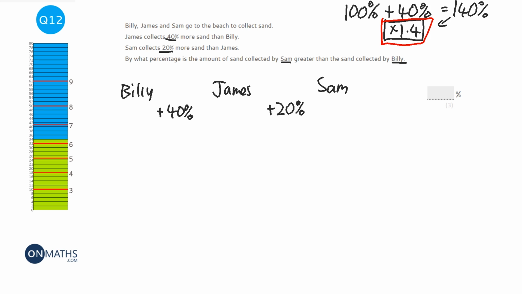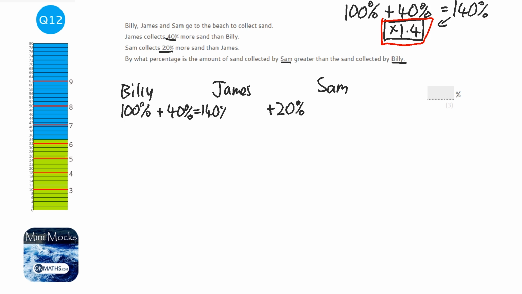multipliers. So, we imagine Billy starts off with 100%, and he's gone up by 40%. So that means James has 140% of what Billy has. Now, as a multiplier, that's going to be 1.4. So whatever amount Billy has, we're going to times that by 1.4 to get James's amount.